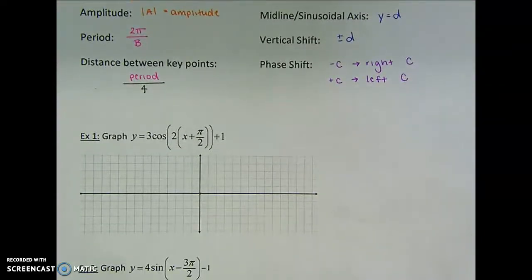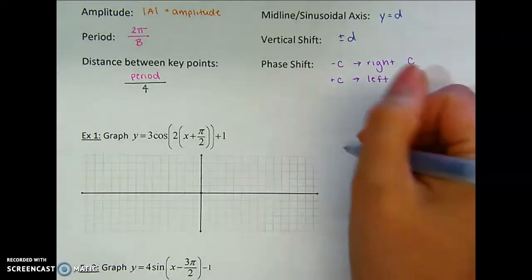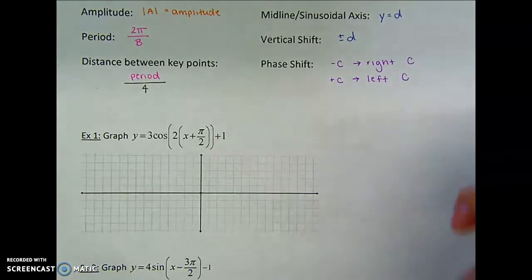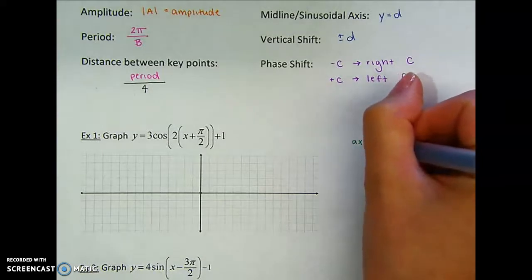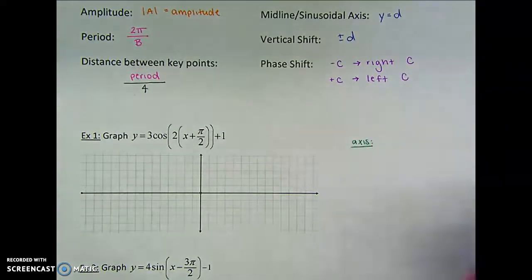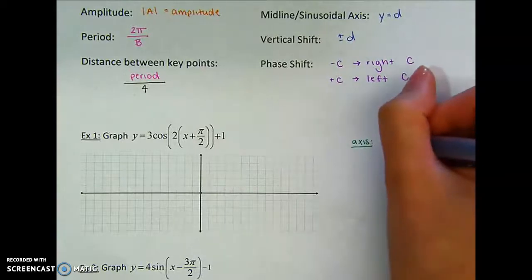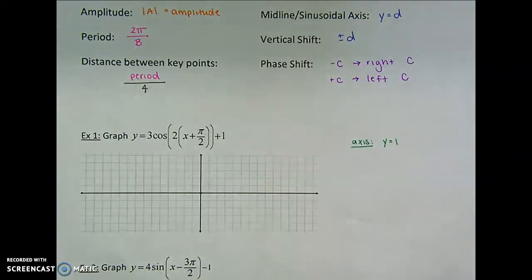So here we have y equals 3 times cosine of 2 times (x plus pi over 2), plus 1. So this literally has everything happening in it. So what we're going to do is, like we talked about the other day, we want to label everything. So first of all, our axis, or I don't know where you want to start. I'm going to start with axis. So our axis is going to be y equals 1. Okay, so that's the sinusoidal axis.